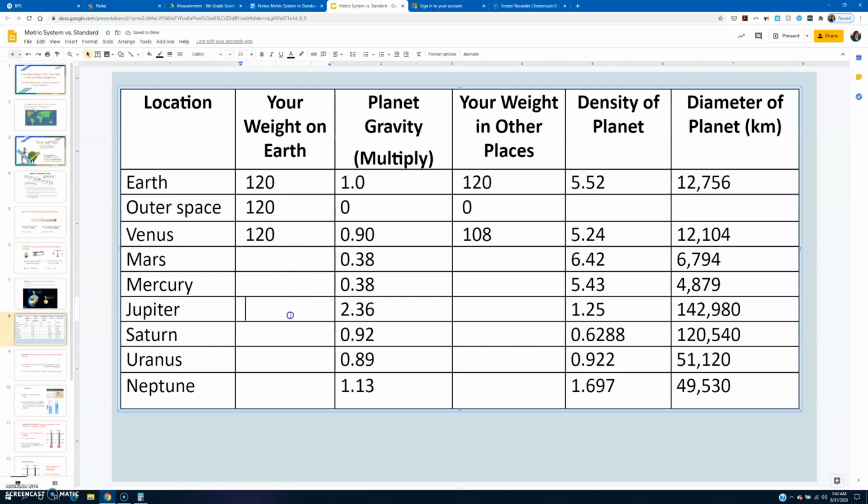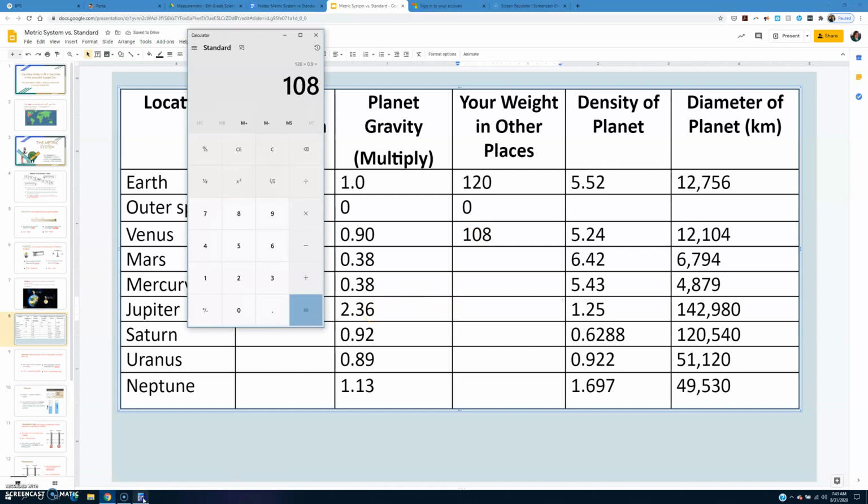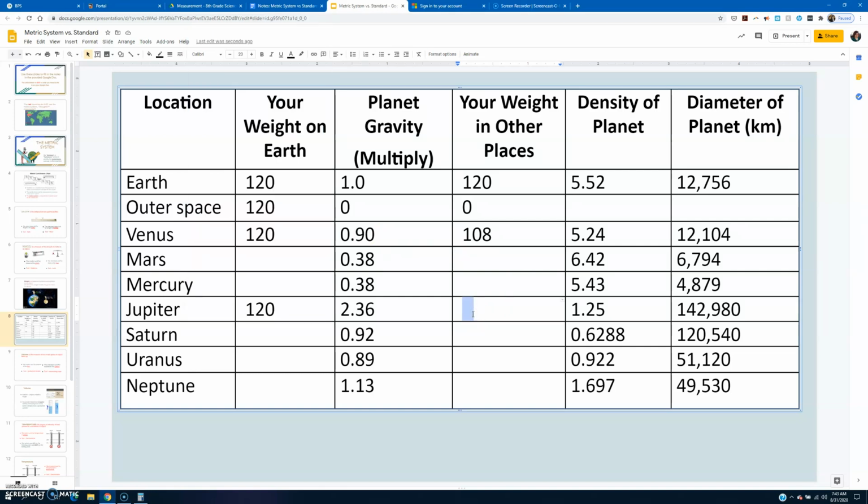I'm not going to do all of these, but I'm going to jump to Jupiter. 120 times 2.36 is 283.2. Now, it's important to note that the weight is increasing from Earth to Jupiter just because there's more gravity. The amount of material inside of my body has stayed exactly the same.